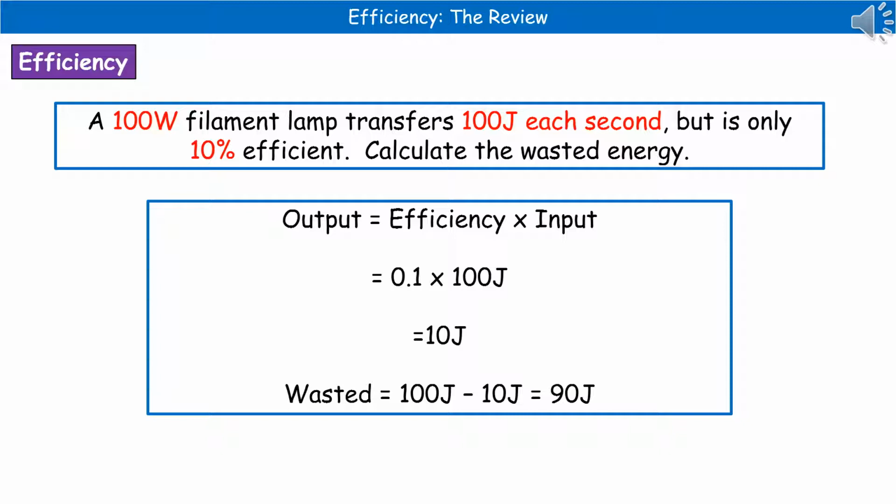So that is going to be just the useful energy. So what we then need to do is remember to calculate the wasted energy. You take the input minus the useful, and that gives us 100 minus 10 as 90 joules of wasted energy.